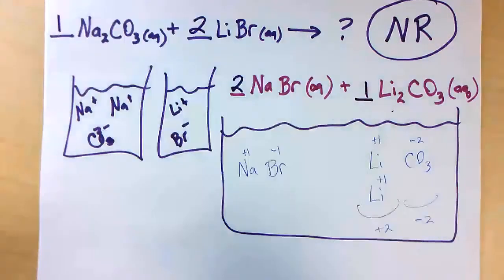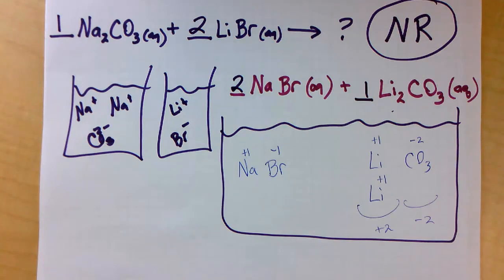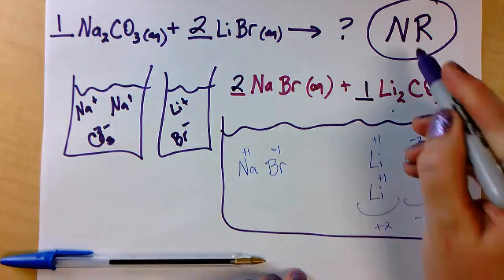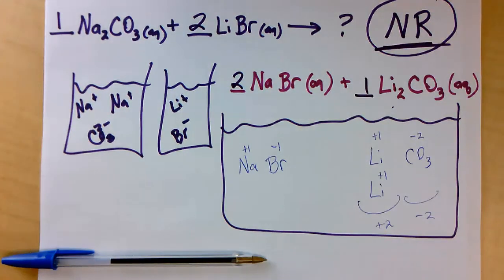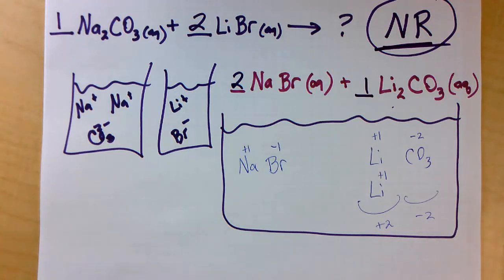We can put 1s in, but we don't have to. 1s are optional. But the important thing is this is actually no reaction at all. So double replacements can be no reactions if we do not make a solid precipitate.